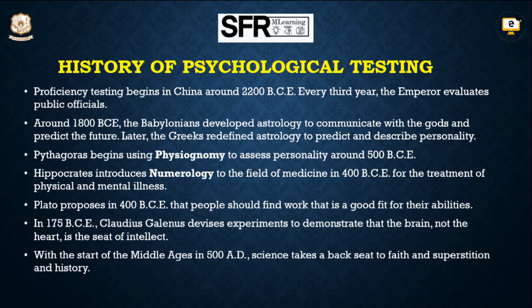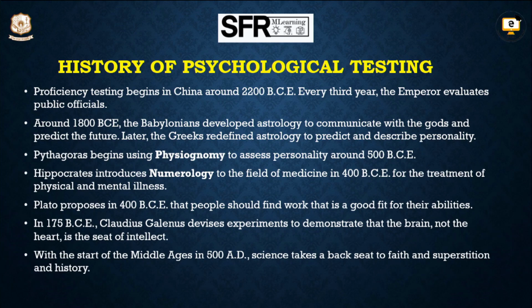Then came a concept called physiognomy, which was given by Pythagoras. He spoke about how by using facial features, physical appearance, the overall appearance of the individual, we can identify their personality and identify what the individual actually is. And Hippocrates introduced the concept of numerology into the field of medicine to treat physical and mental illness. In numerology the belief is that numbers have mystical and divine connections to understand a person's character and abilities.